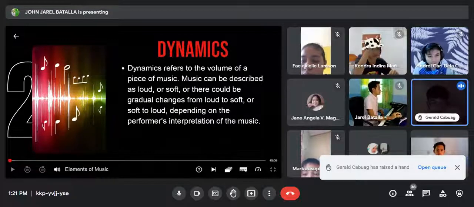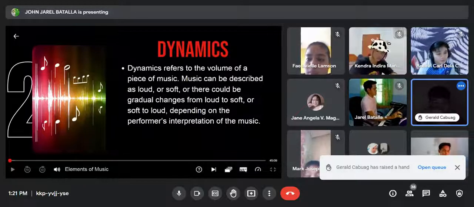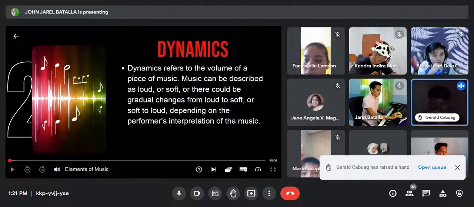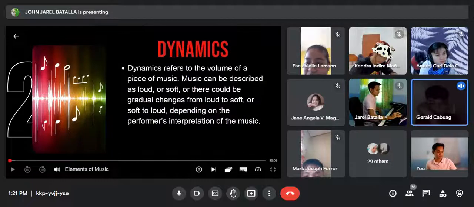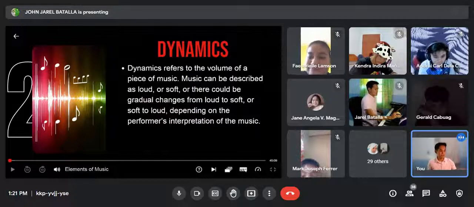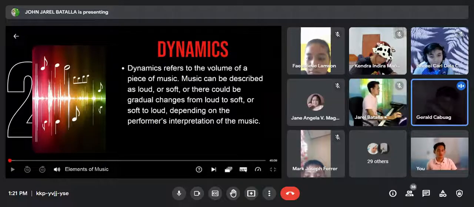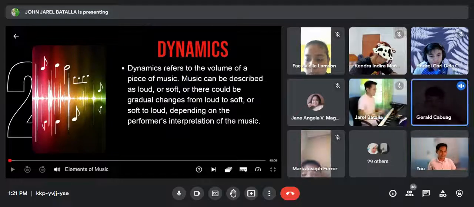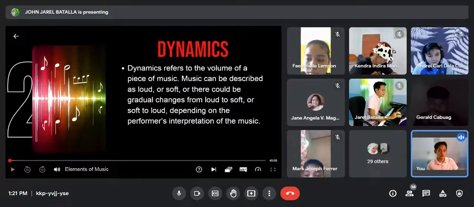Dynamics. Dynamics refers to the volume of a piece of music. Music can be described as loud or soft, or there could be gradual changes from loud to soft or soft to loud, depending on the performer's interpretation of the music. Okay, Gerald, based on the definition, what is dynamics? So this is the concept of the music getting louder or softer. Okay, exactly. Yes, very good, Gerald.